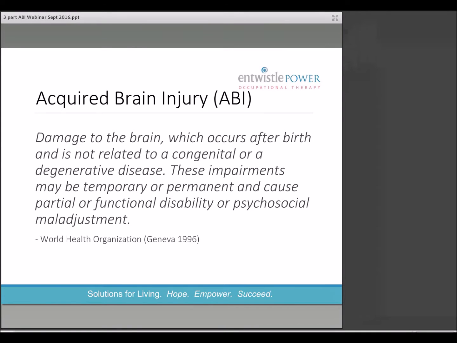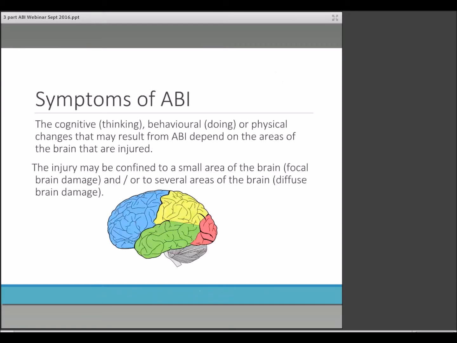So then, what is acquired brain injury? The World Health Organization describes ABI as damage to the brain which occurs after birth and is not related to a congenital or a degenerative change. These impairments may be temporary or permanent and cause partial or functional disability or psychosocial maladjustment. Brain injury is sudden physical damage to the brain. A major cause of head trauma is motor vehicle accidents.